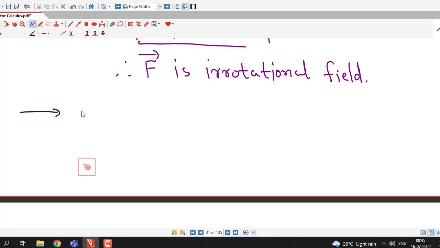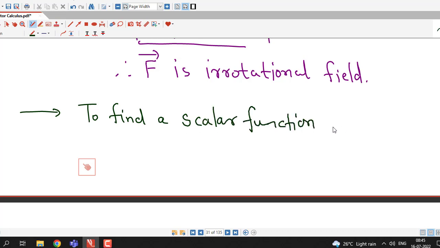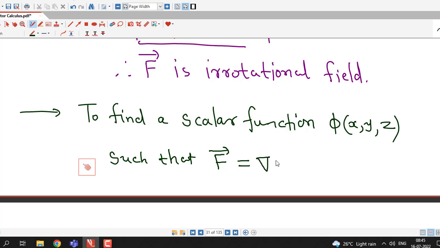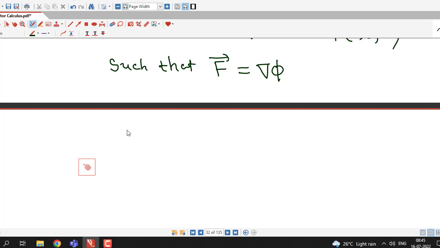So first we are interested in finding a scalar function phi, which is a function of three variables, such that f bar, that is the given vector field, is equal to the gradient of this scalar function phi. Now we try to simplify this: f bar equals gradient of phi.